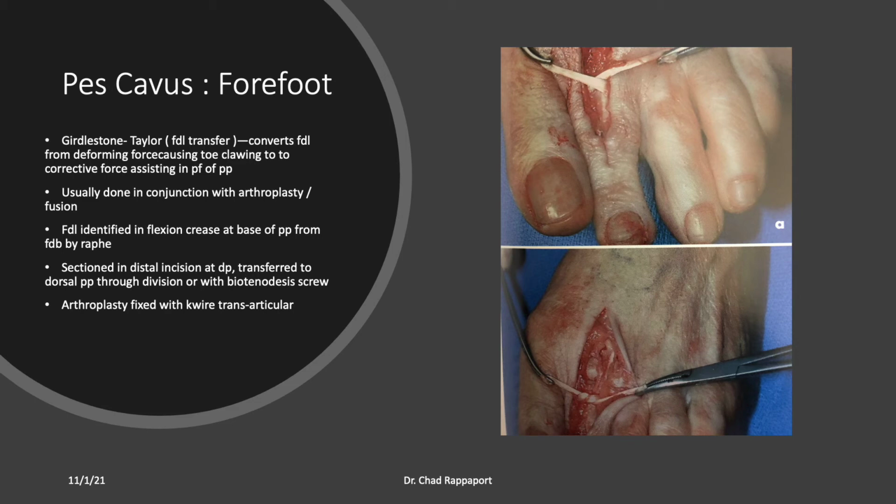It starts with identification of the FDL in the flexion crease at the base of the proximal phalanx, separating it from the flexor digitorum brevis by the raphe. It's sectioned in the distal incision at the distal phalanx and transferred dorsally to the proximal phalanx through division or with a biotenodesis screw. The arthroplasty is then fixed with a K-wire, which is prototypically placed transarticularly so that the toe can be held in some degree of plantar flexion.